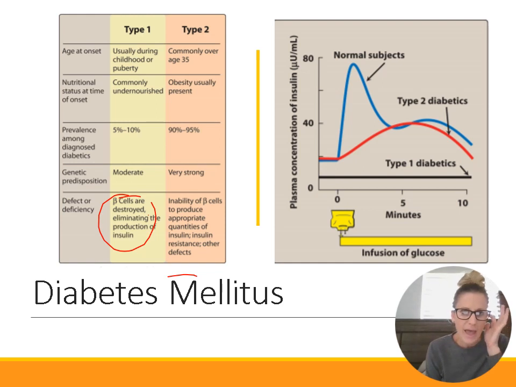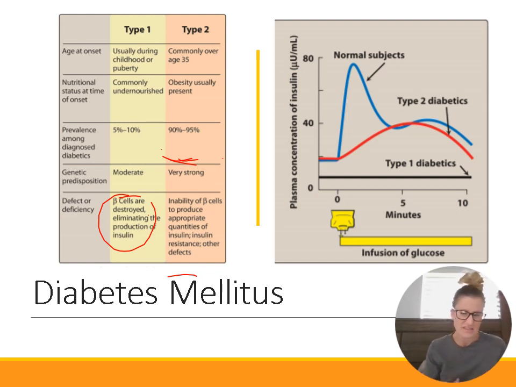Also, when we look at weight, again, type 2 diabetes is generally associated with obesity. Type 1 diabetics are actually underweight. Frequently, type 1 diabetes is associated with weight loss. So that's a big distinction between the two. Type 2 diabetes is much more common. The vast majority of diabetes that we see clinically is type 2 diabetes.